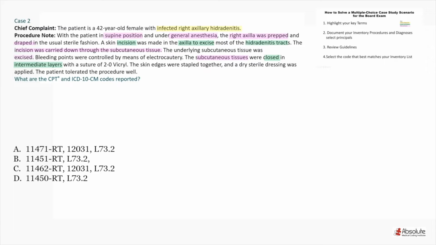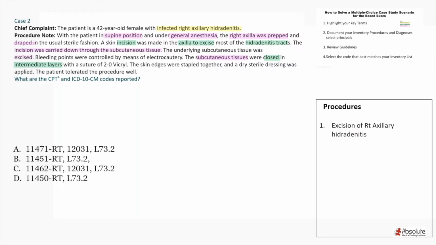Okay, coders, now let's go ahead and solve the scenario. We have already highlighted the key terms. The second step will be documenting our procedure inventory as well as diagnosis inventory. Let's look into the procedure inventory. What has the doctor done in our scenario? Excision of a right axillary hidradenitis was performed, and an intermediate repair was also performed. In the diagnosis inventory, we have an infected right axillary hidradenitis.